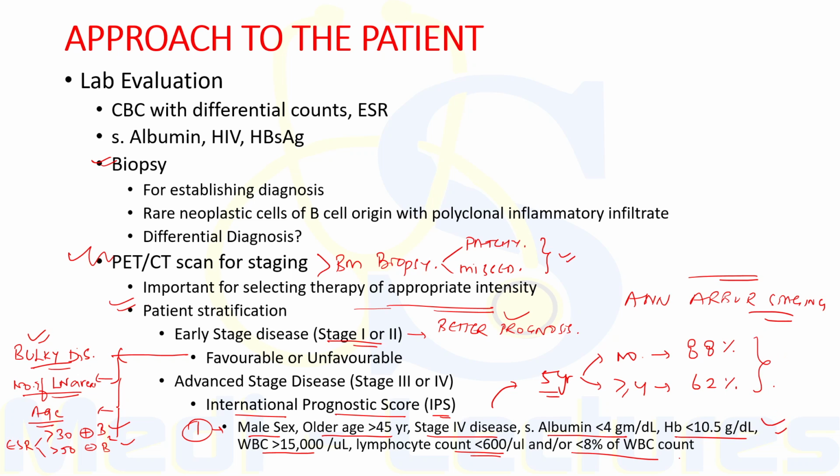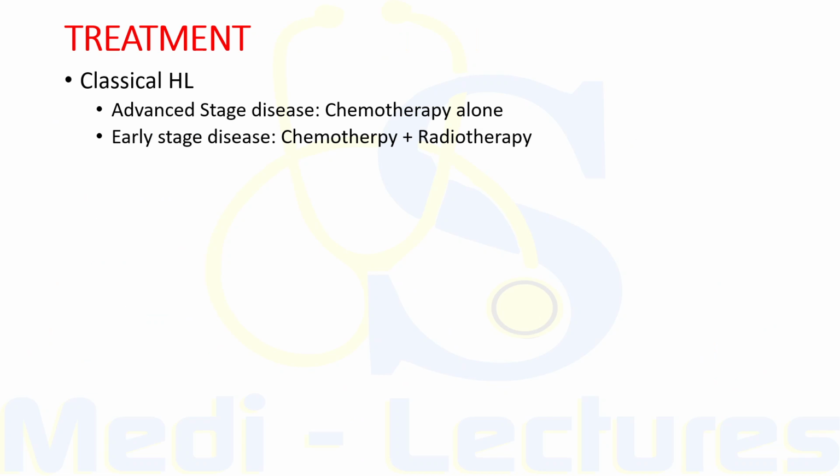So this was all about the approach to the patient, in which first we have discussed the presentation, history taking, physical examination, and lab evaluation, which included CBC with differential count, serum albumin, HIV, etc. Then what is the role of biopsy, and finally staging with the help of PET scan or CT scan. So this is the Ann Arbor staging system. Now we will go to the treatment part of this condition.